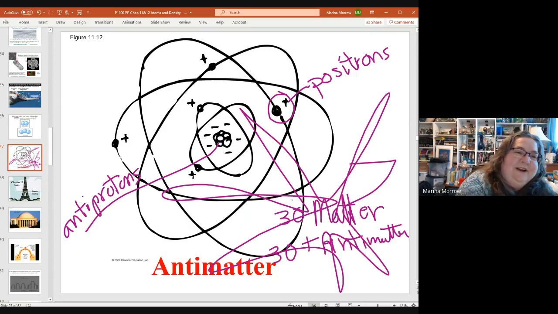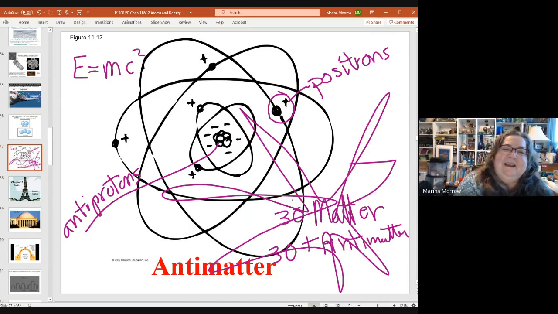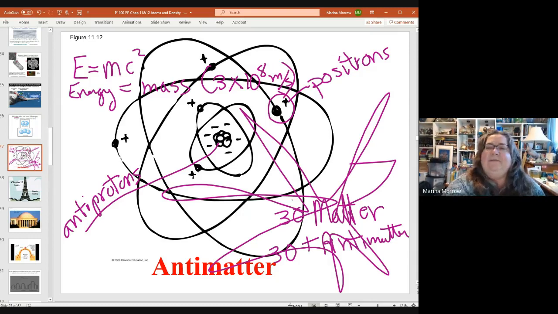And that, of course, is according to Einstein's equation, E equals mc squared, which is saying energy is mass times the speed of light squared. So you've got energy equals mass times the speed of light squared, which is 3 times 10 to the 8th meters per second. And so, yes, it becomes an extremely large amount of energy from a very, very small amount of matter.